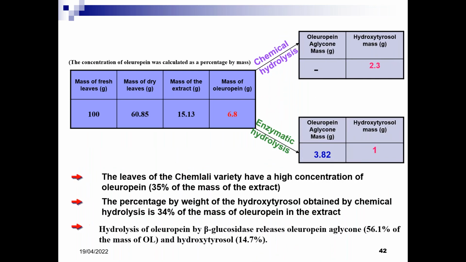We are trying to quantify these compounds using these two ways of hydrolysis. We took 100 grams of leaves and we obtained 6.8 grams of oleuropein. By chemical hydrolysis, we obtained only hydroxytyrosol, 2.3. However, by enzymatic hydrolysis, we obtained oleuropein aglycon 3.8 and hydroxytyrosol. It means that the leaf of Chemlali has a high concentration of oleuropein, 35% of the methanolic extract.